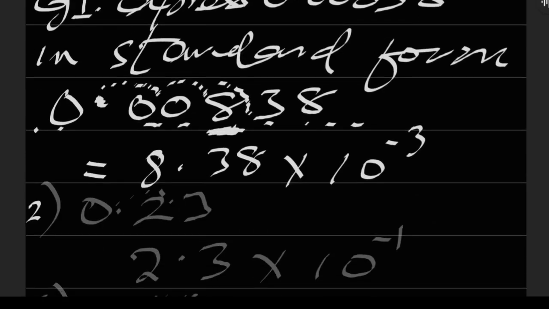Example 2. Express 0.23 in standard form. This is another small number. How many times will this decimal move for it to fall after the first significant figure? Once, to go across it once. So that will be 2.3 times 10 raised to the power of minus 1.